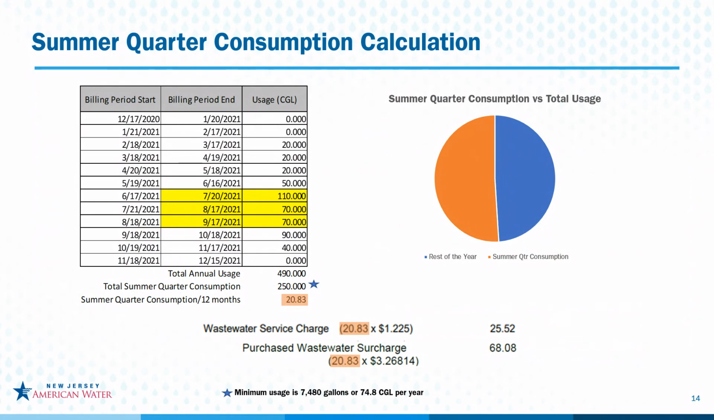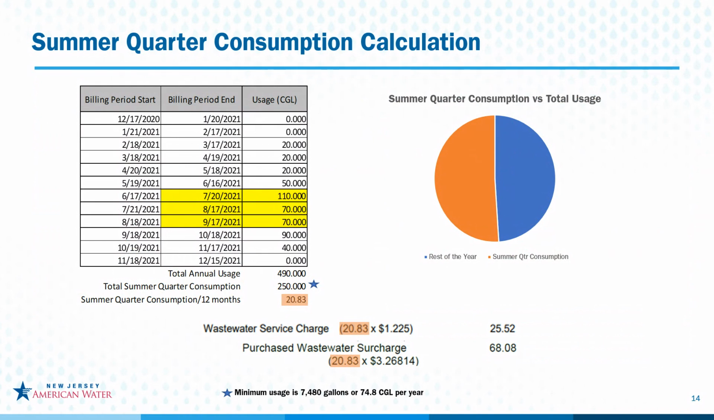As you can see, they had an annual usage of 490. But when you look at that summer quarter consumption, right? If you remember the meter readings from July, August, and September, they are the three highlighted right there. That is the summer quarter consumption. It adds up to 250. We take that 250 and we divide it by 12. And in 2022, January through December, we will charge this customer 20.83 hundred gallons times the rate each month.